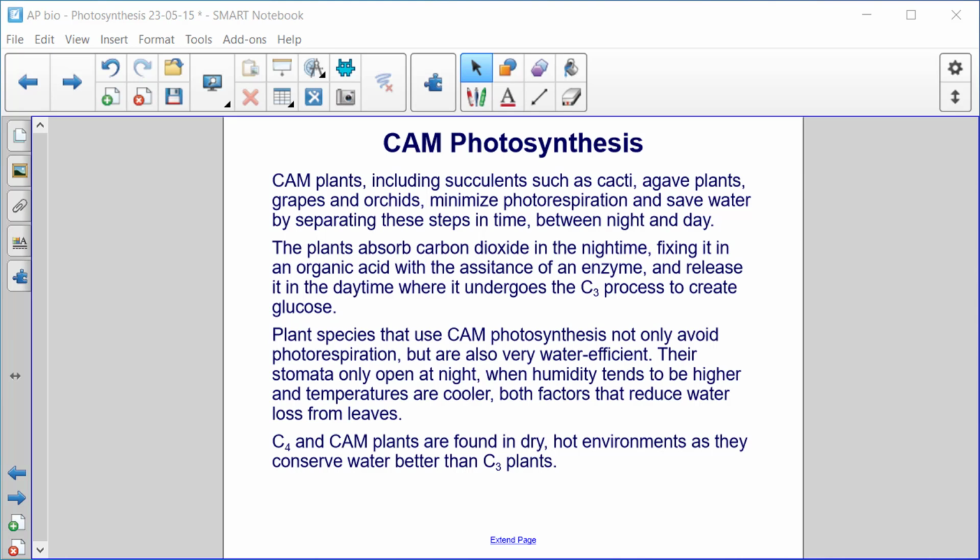So the plants absorb carbon dioxide in the nighttime, fixing it in an organic acid with the assistance of an enzyme, and release it in the daytime where it undergoes the C3 process to create glucose. Plant species that use CAM photosynthesis not only avoid photorespiration, but are also very water efficient. Their stomata only open at night when humidity tends to be higher and temperatures are cooler, both factors that reduce water loss from leaves.